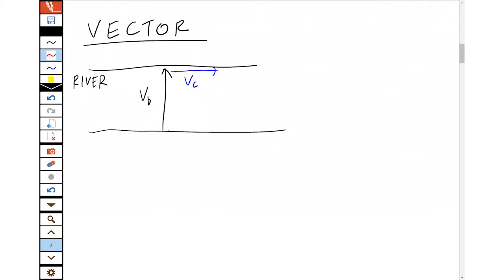Now when we add those vectors, we find the result is carrying me off at an angle. Now I'm going faster than I was before. It's a bigger vector, but I'm also going off course. But maybe I don't care about that because this is still the fastest and easiest way to cross the river.